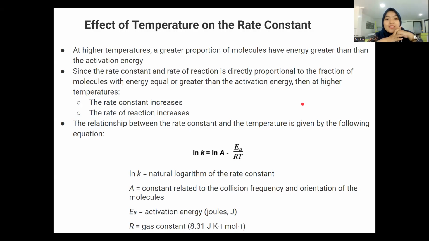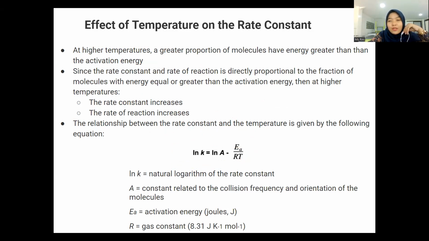Okay, the effect of temperatures on the rate constant. Here it says that at higher temperatures, a greater proportion of molecules have energy greater than the activation energy. So it will become this formula. We call it the Arrhenius formula: ln k equals ln A minus Ea per RT.